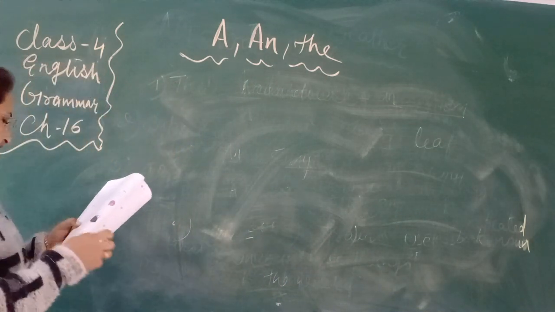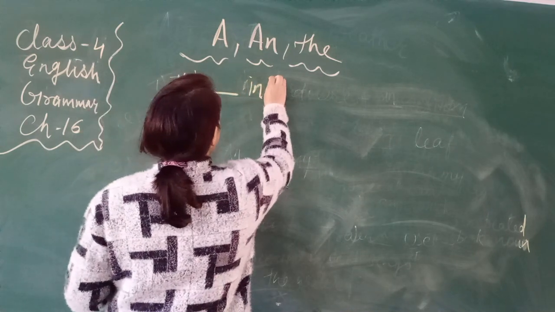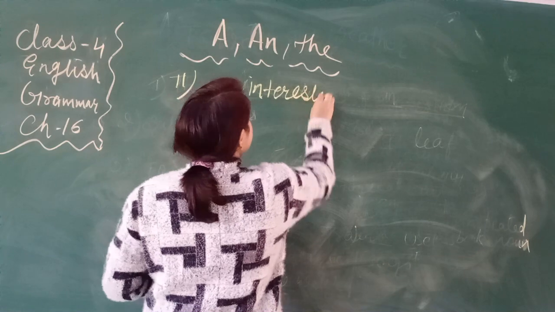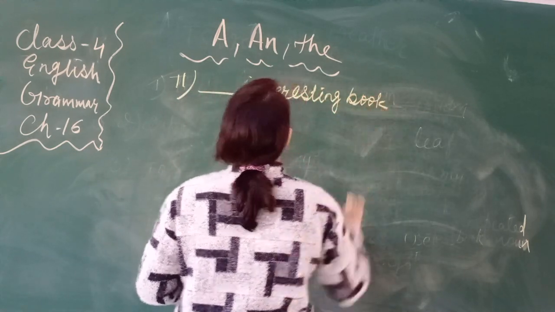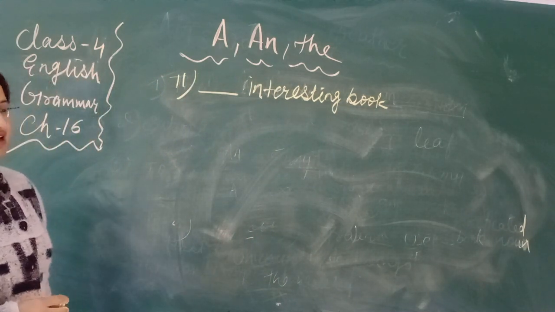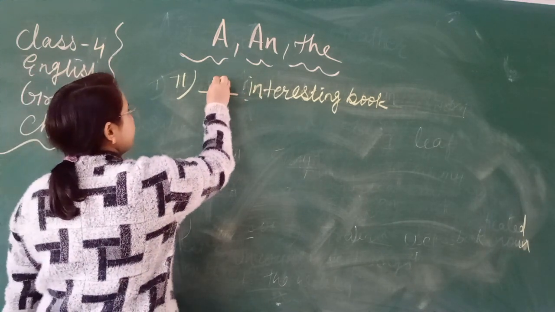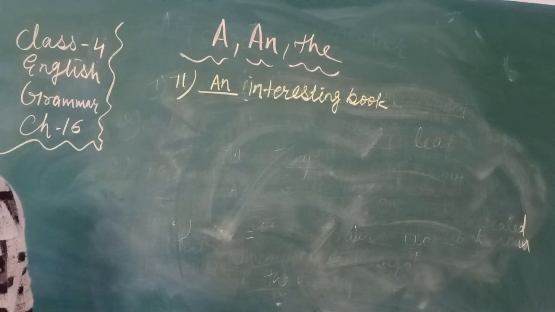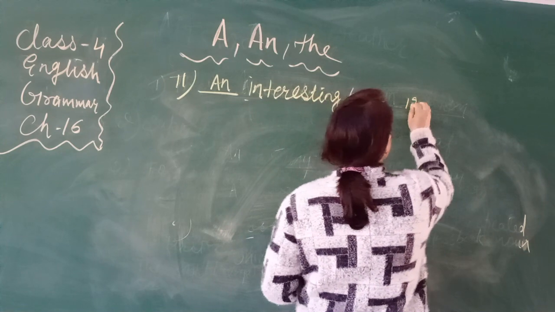That is 11. Interesting book. Interesting book. And E, both the sound and the letter are the same. So what do we have to use? We have to use article an. An interesting book.